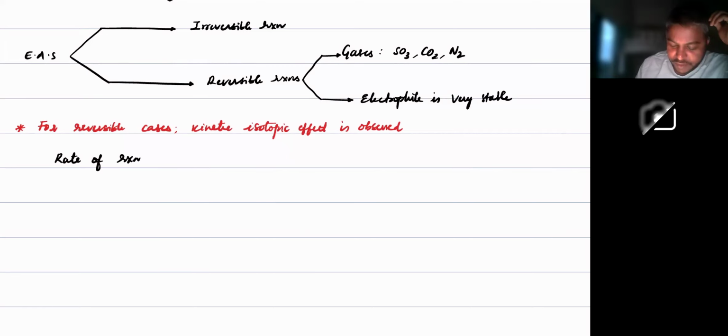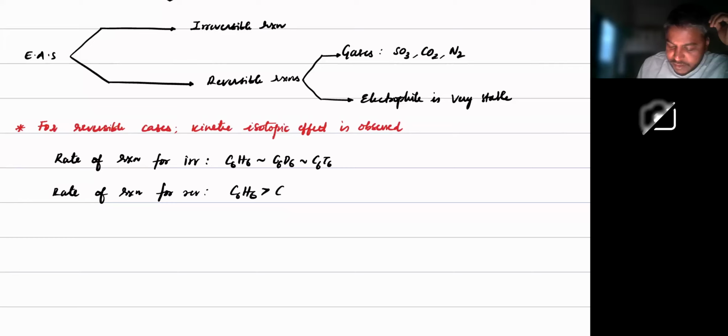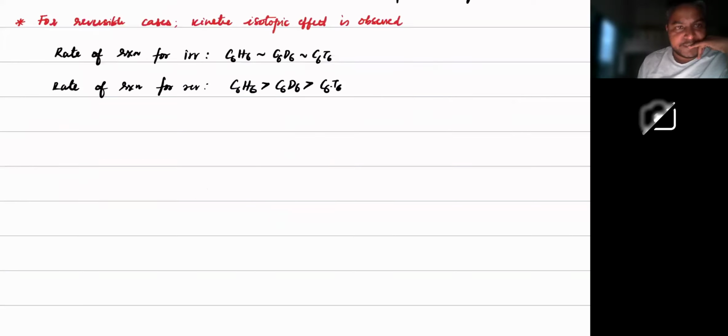If you take the rate of reaction for irreversible, you will see C6H6 will have the same rate as C6D6. But the rate of reaction for reversible cases will be C6H6 greater than C6D6. Got it? Clear? So in these cases, this is what happens in the reversible cases, and this is what would take place in the irreversible cases. Understood? Next, orientations on EAS.